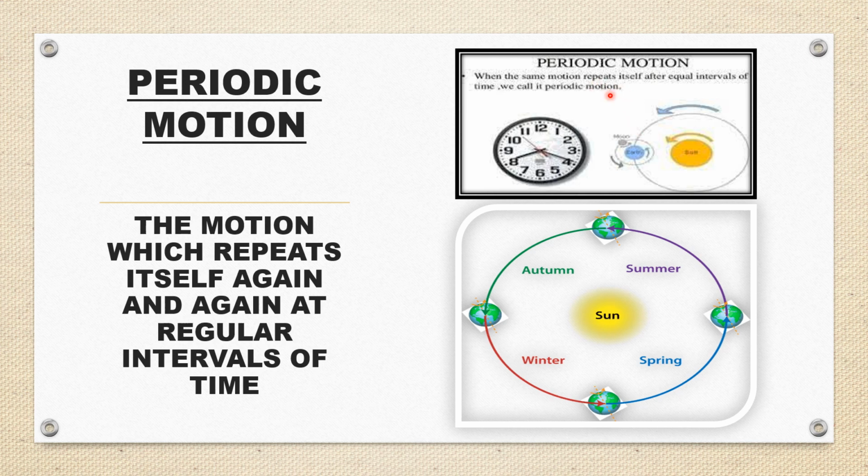So time is bound in a periodic motion. Now I think you're familiar with this particular diagram in geography. Okay, now what happens is, obviously the earth is rotating on its own axis as well as moving around the sun.